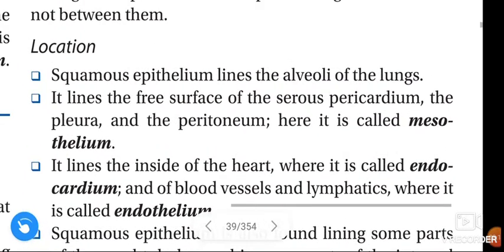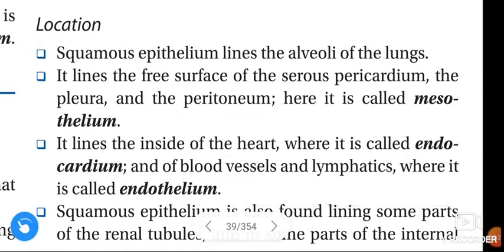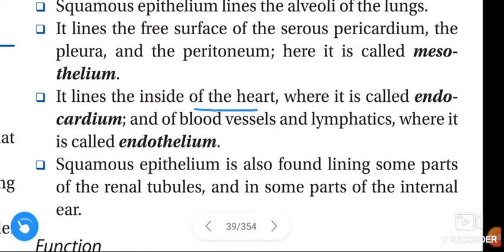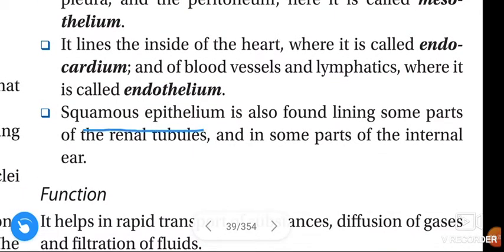See once again the location of simple squamous epithelium. Squamous epithelium lines the alveoli of the lungs. It lines the free surface of the serous pericardium, pleura and peritoneum. Here it is called the mesothelium. It lines the inside of the heart, where it is endocardium, and of the blood vessels and lymphatics, where it is called the endothelium. And squamous epithelium is also found lining some parts of the renal tubule and in some parts of the internal ear.